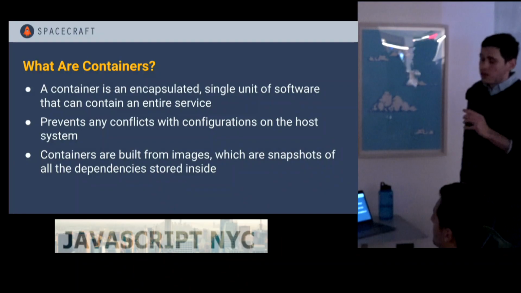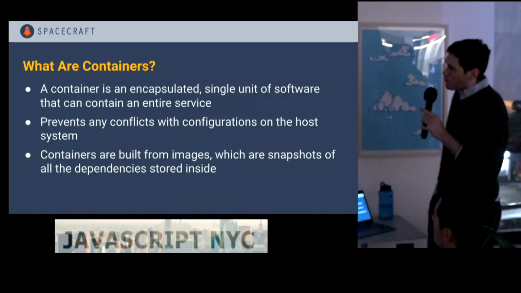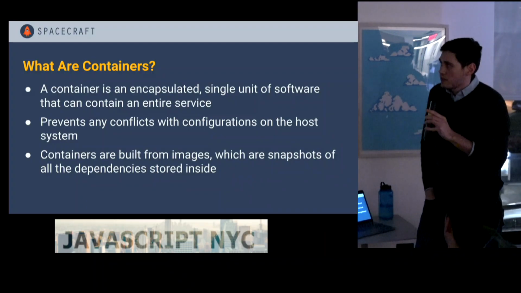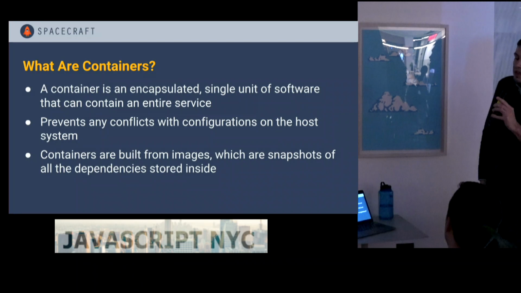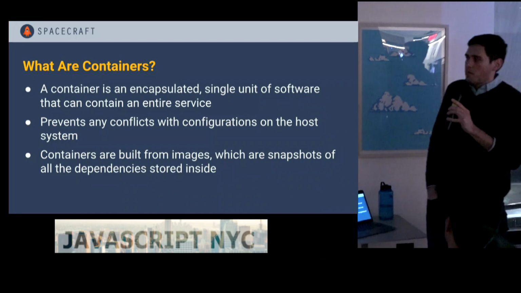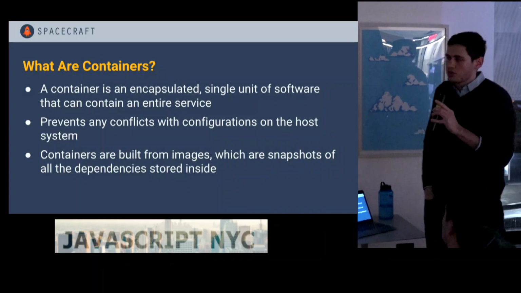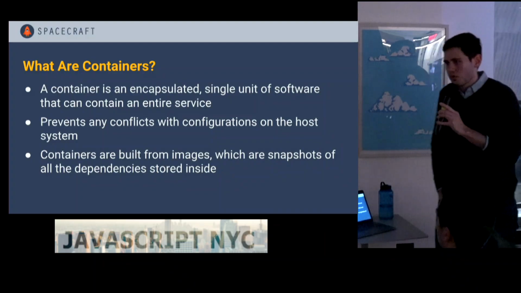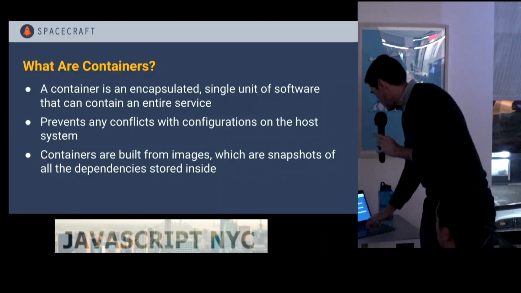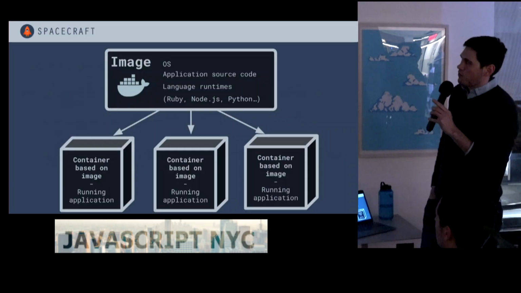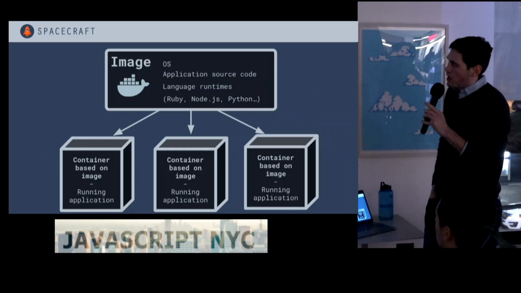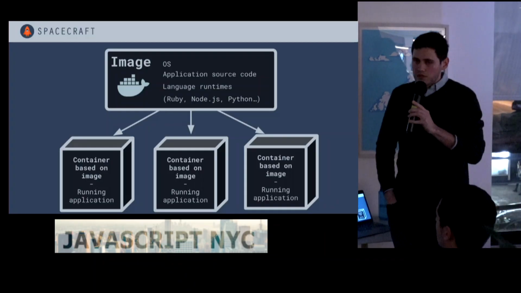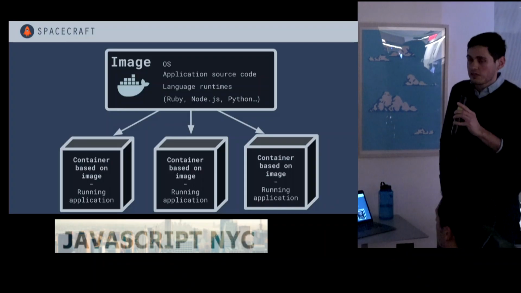And so we decided to use containers. Just a quick overview, because I'm not sure of the room how many have used containers before. A container is basically an encapsulated single unit of software. It can contain an entire service. It prevents any conflicts with the host system, because you can then just deploy it anywhere. And containers are built from images, which are snapshots of all the dependencies inside. So you can see here, this is kind of how it looks for this project. We have an image with all of our application source code, our language runtimes, and so forth. And then we create containers based on those images, and we actually create a container for every session.